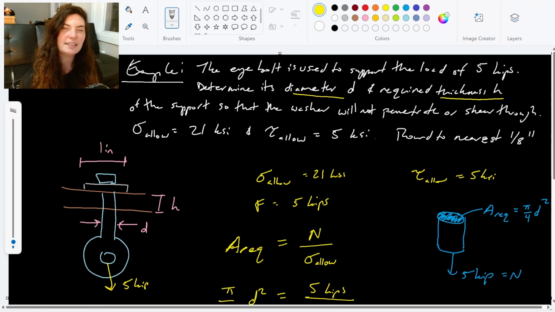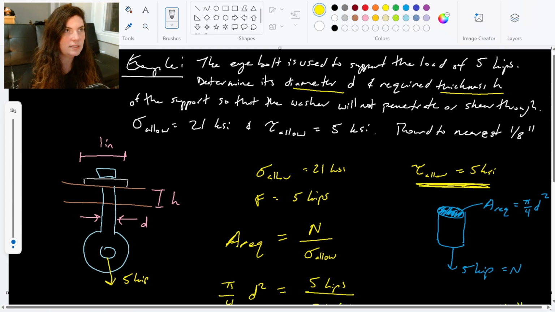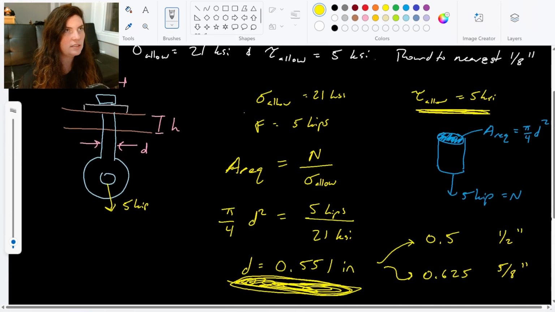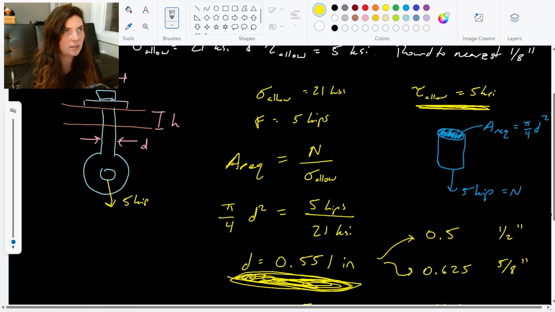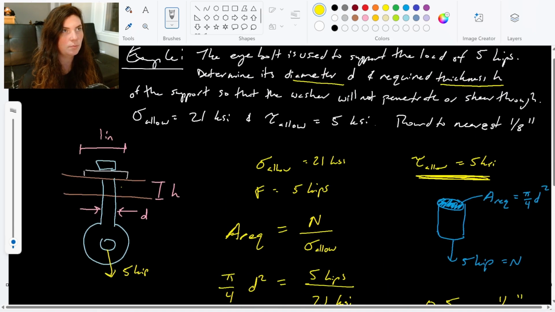And this is a little tougher, right? We know we're going to be working with our allowable shear stress here. That's the other thing that we have. But where is it shearing? If I were to draw this out again, where is the shear occurring? If this thing is going to blow through H, right? We want to prevent the washer from penetrating through. We don't want this to come through this thickness H here. We have to find how thick we need to make this.